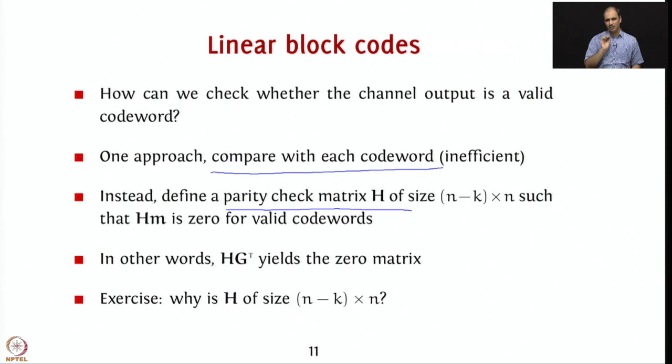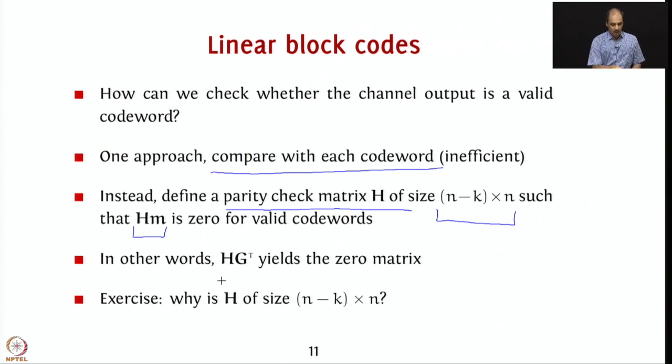Not surprisingly, one way to think about it is, you have a total of 2 power n possible n-length sequences. Only 2 power k of them are valid code words, and these 2 power k form a vector space. Now, what you can do is, the remaining 2 power n minus k are not code words, right? So you can come up with a way to check this property using H. So the H is a matrix of size n minus k cross n such that H times the code word is 0 for all valid code words. That is, you need to come up with n-length strings which have 0 inner product with all the code words. This is one way to look at it. Another way to think about it is, H times G transpose yields the 0 matrix.